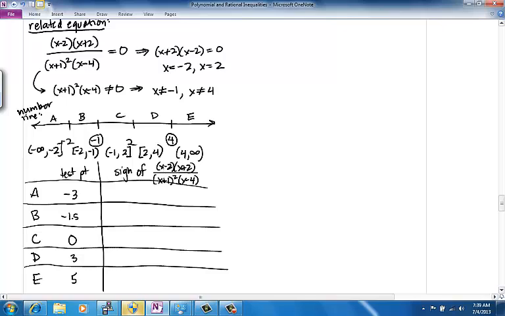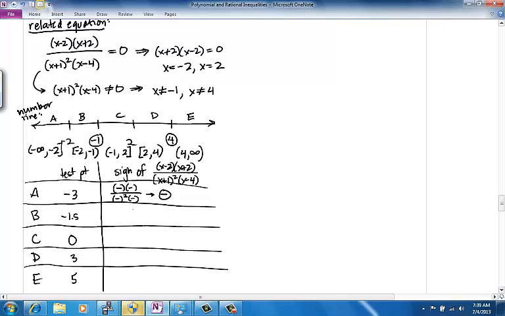x minus 2 is going to be negative if x is -3. x plus 2 is also negative. x plus 1 squared is a negative squared. x minus 4 is negative. So the square factor will be positive. I have 3 negative factors, so a negative quotient overall.